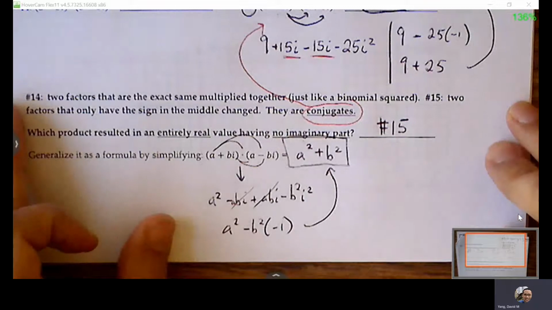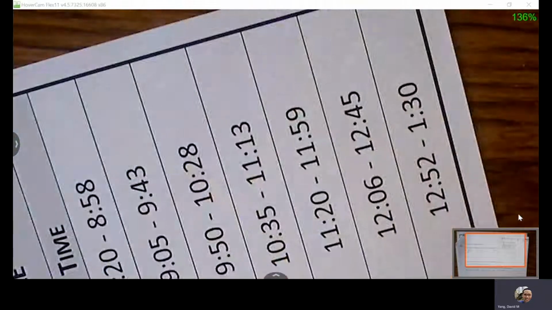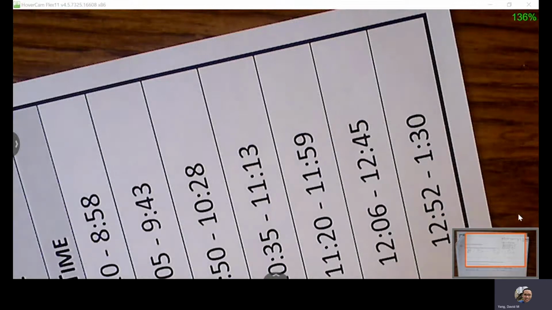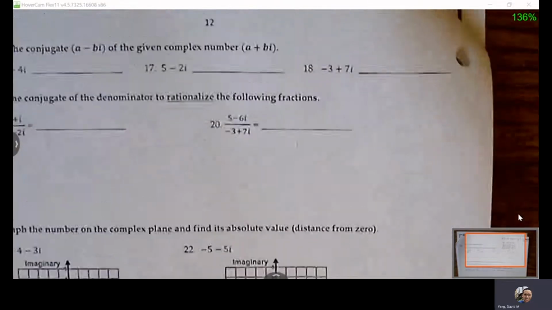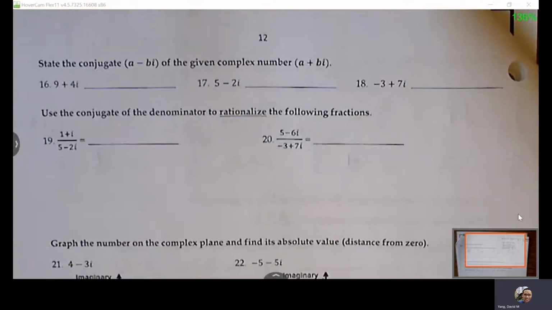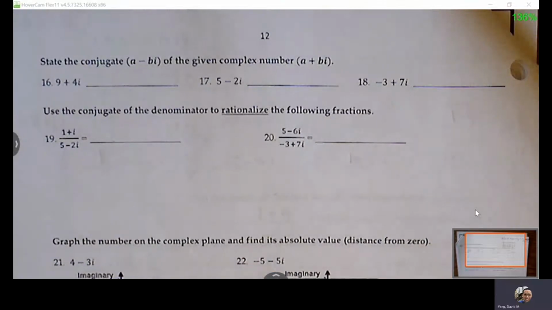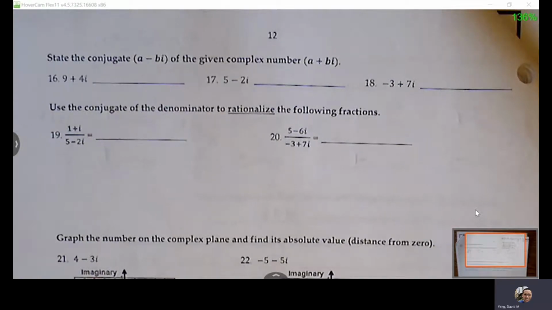Okay, back page, page 12. Give you guys a moment to copy that down if you're still working on that. Okay, so page 12 here. Everybody good?